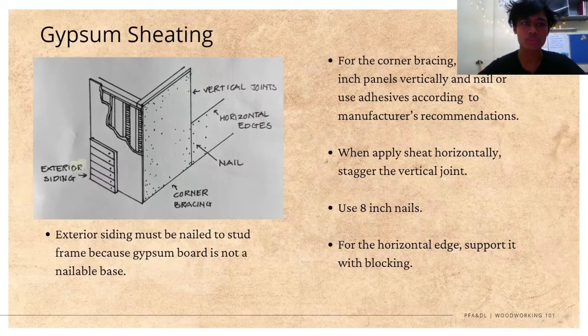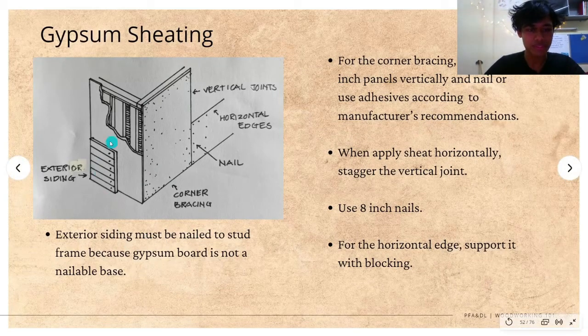So next we move to gypsum sheeting. This is for the exterior siding.